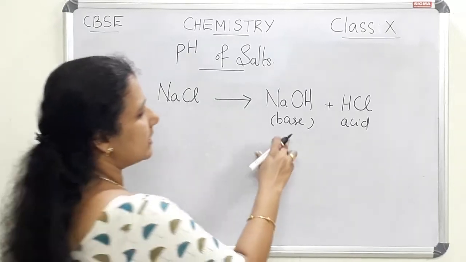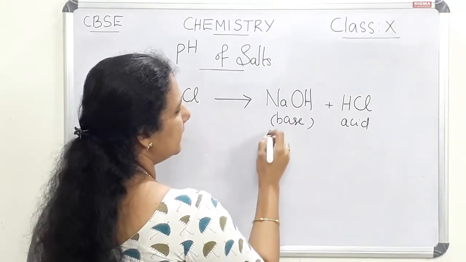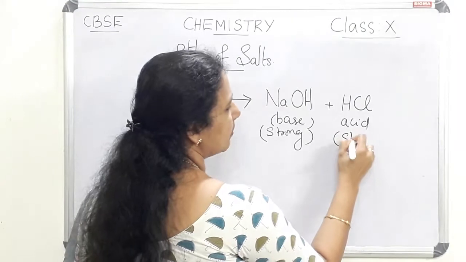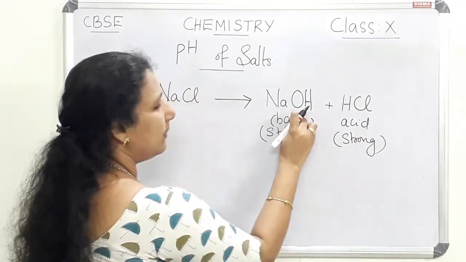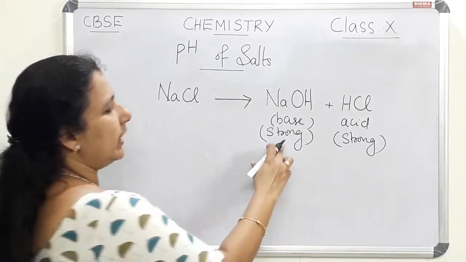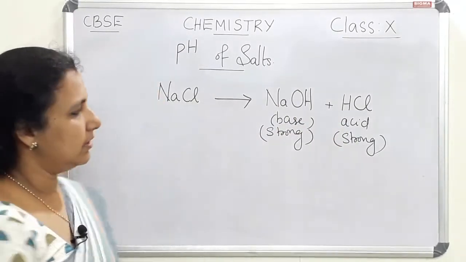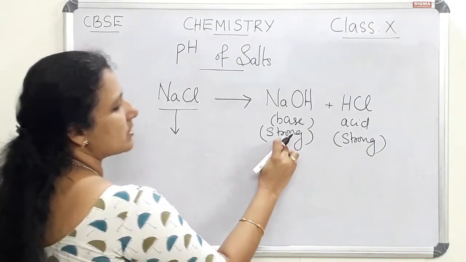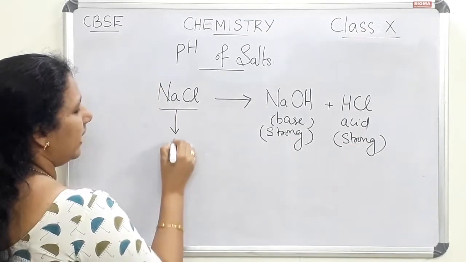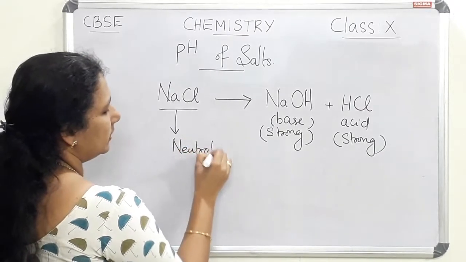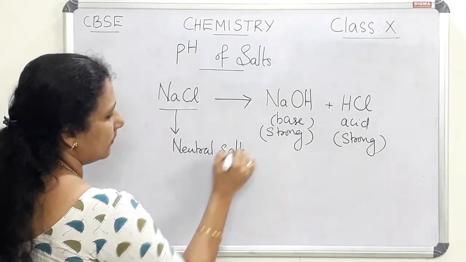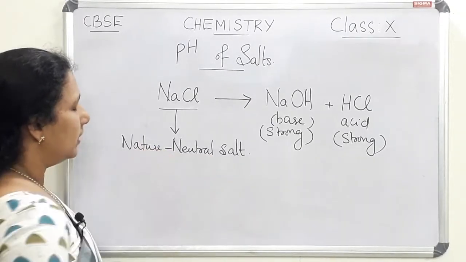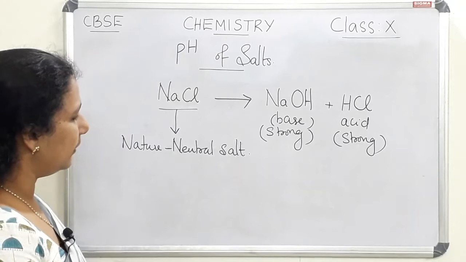So by seeing the formula, we can easily find out the base and the acid from which this salt is formed. In this case, sodium hydroxide is a strong base, and hydrochloric acid is also a strong acid. So we can say that the salt formed from a strong base and a strong acid is actually a neutral salt. The nature of sodium chloride is neutral. So this is an example of a neutral salt.